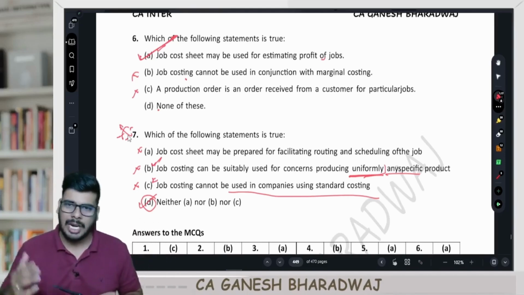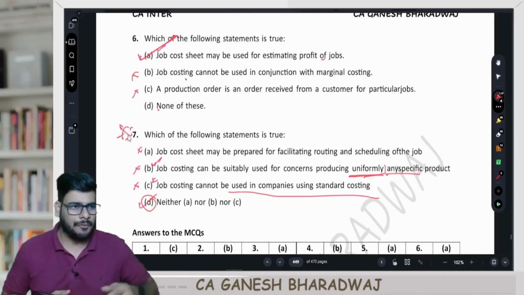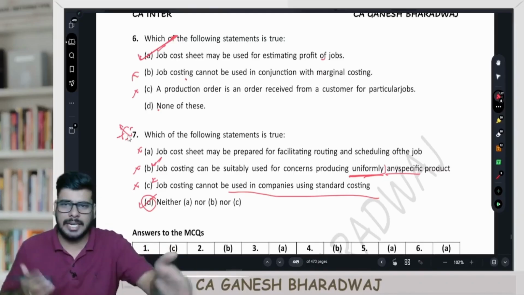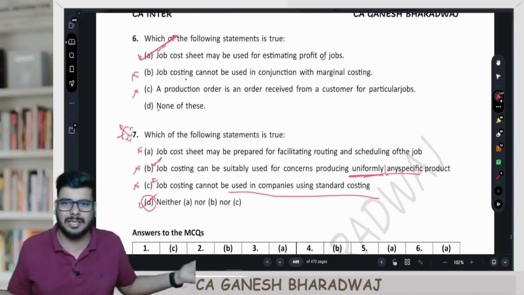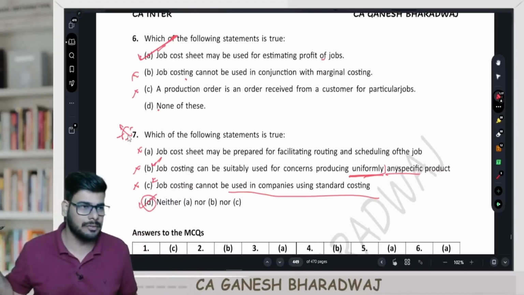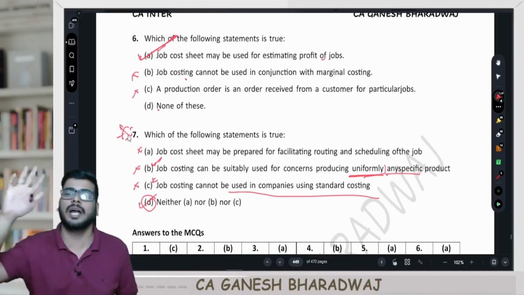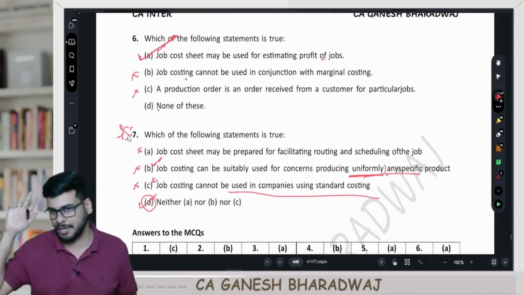That is called a budget. Now, budget can be prepared for a processing industry. It can also be prepared for a job costing industry, for a unit costing industry. Yes, it is all pervasive. Are you clear with this? So techniques and methods are different. Please don't confuse these two. Are you clear with this, guys?